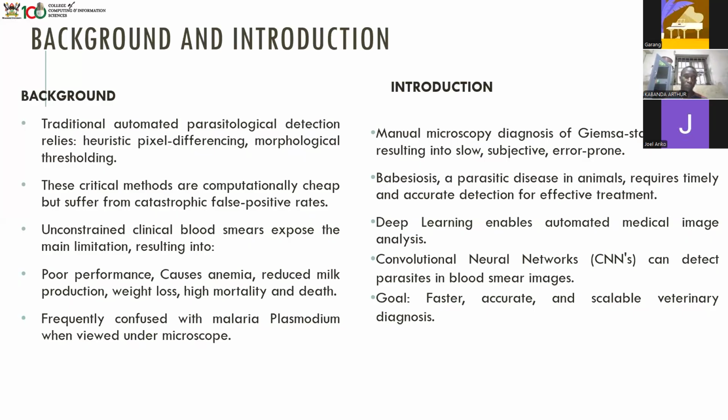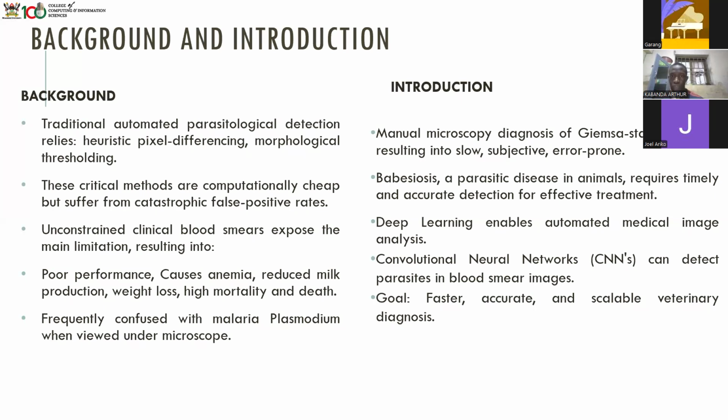These were resulting in poor performance, causing anemia, reduced milk production, weight loss, high mortality, and also death. Babesiosis is sometimes confused with the malaria Plasmodium when viewed under the microscope, since both of them have a round ring inside.